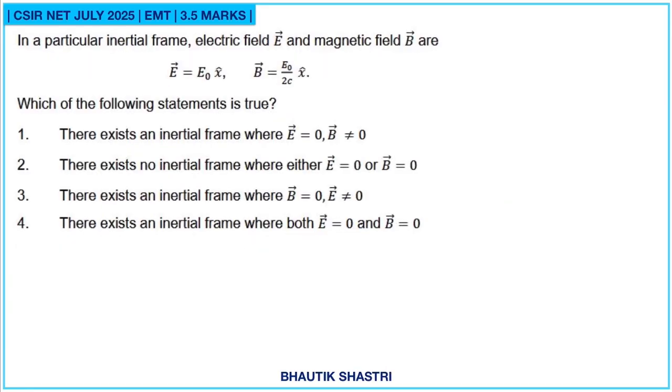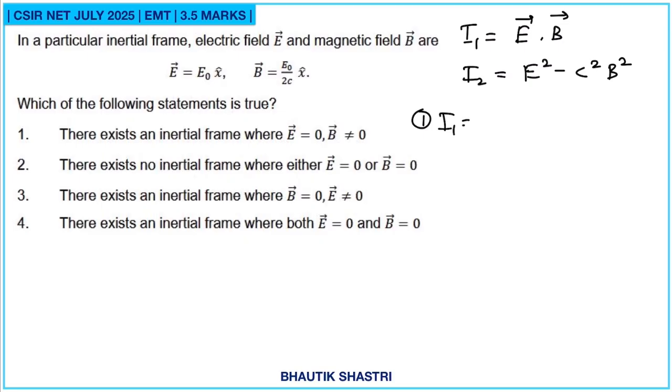Next question. In a particular inertial frame, electric field E bar and magnetic field B bar are given. Which of the following statements is true? Now we know the Lorentz invariants for all electromagnetic fields, that is I1 is equal to E dot B and I2 is equal to E square minus C square B square. So let's first calculate that.